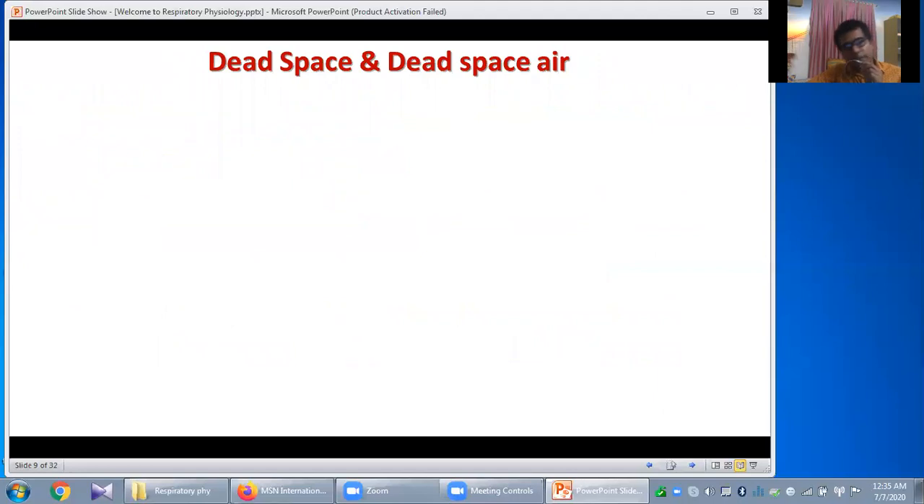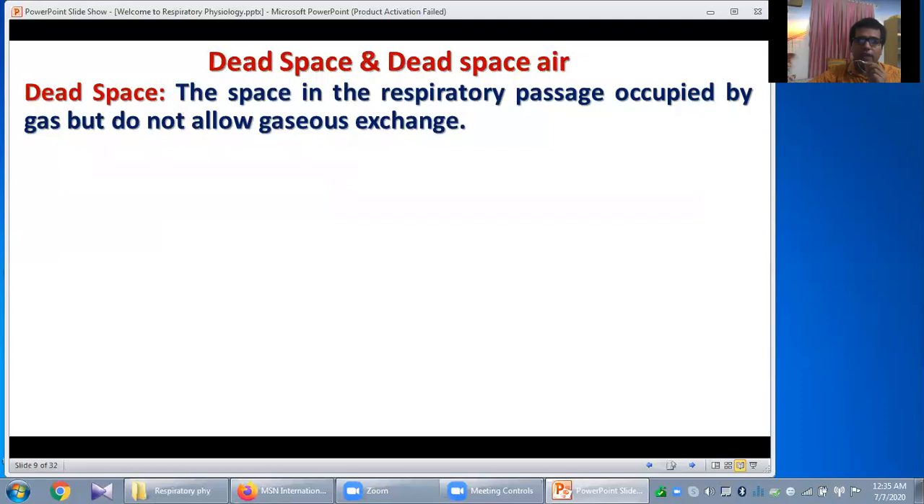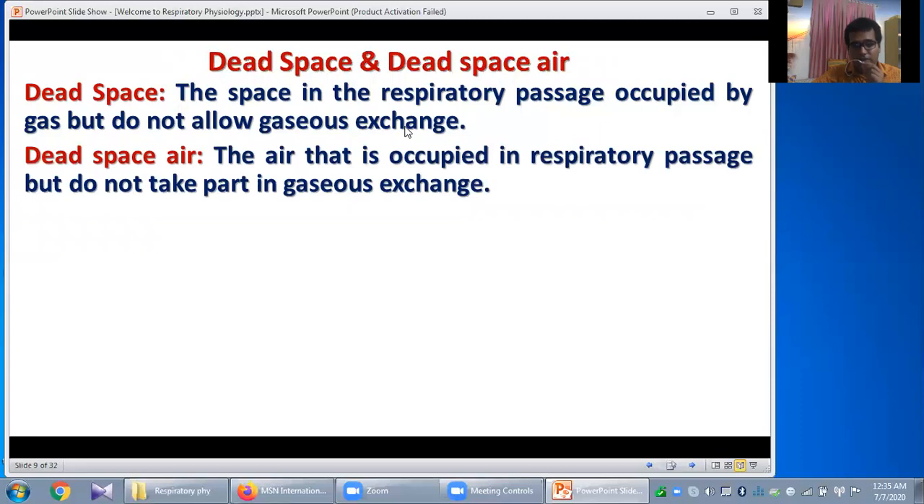Now, the concept of dead space. Dead space is actually the conducting zone, also called the anatomical dead space, where gaseous exchange does not take place. So, dead space is the space in the respiratory passages occupied by gas but which does not allow gas exchange. This space is called anatomical dead space.